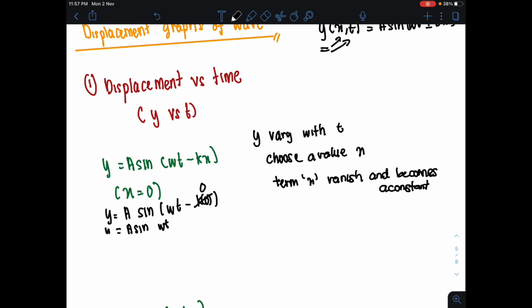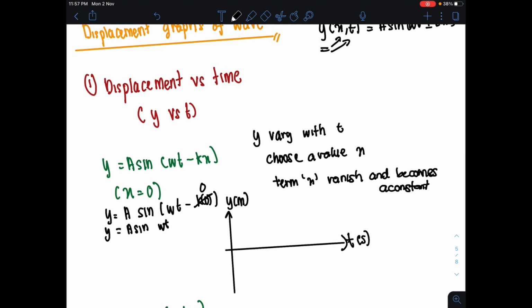So to sketch here, you have y with respect to t sahaja, dan we do not have any constant here. Tak ada plus minus phi. Maksudnya dalam equation ni kita tak ada plus minus phi. So you can simply sketch the graph such as, kita akan lukis paksi y, paksi x, where your y here is the displacement, and your x-axis here becomes your time.